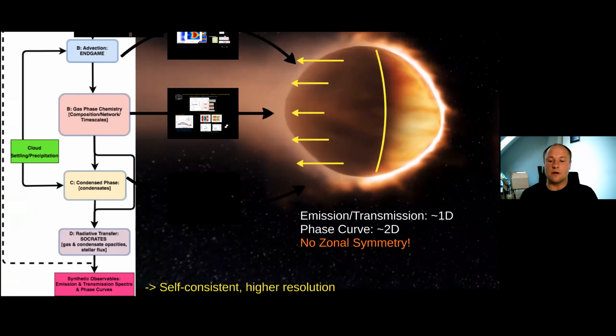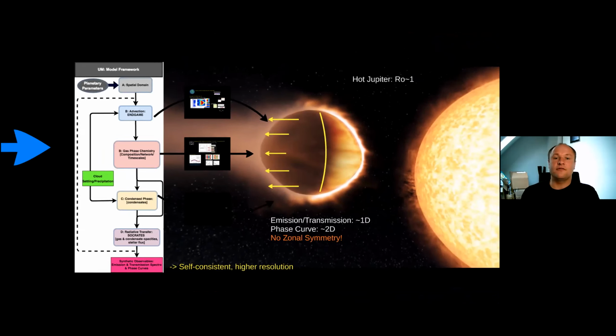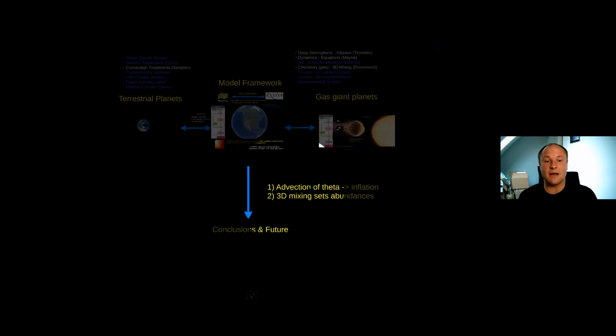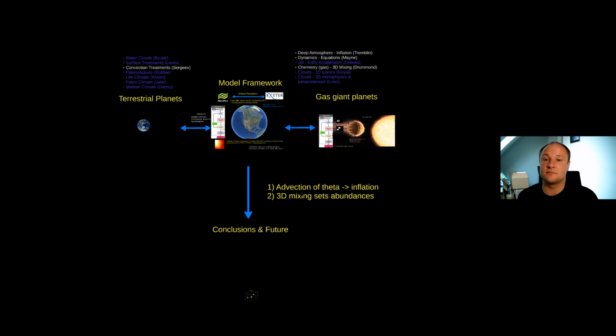Okay, so where are we? In the final five or so minutes, I wanted to talk a little bit about another arm of what we do, which is terrestrial planets. Just to summarize, we spoke here about the dynamics and how the advection of potential temperature could lead to a mechanism to explain inflation. And also spoke about how the 3D mixing is setting the abundances of various molecules in the upper atmosphere.